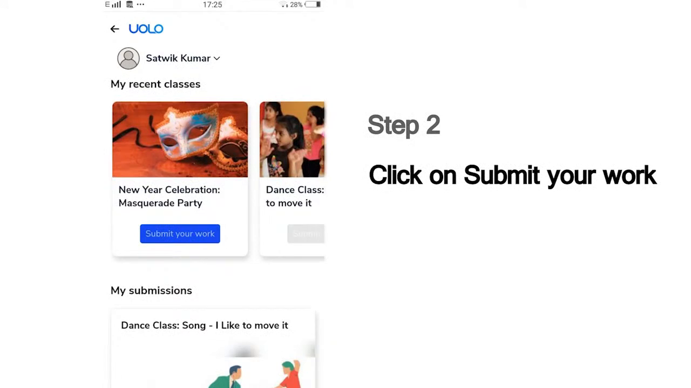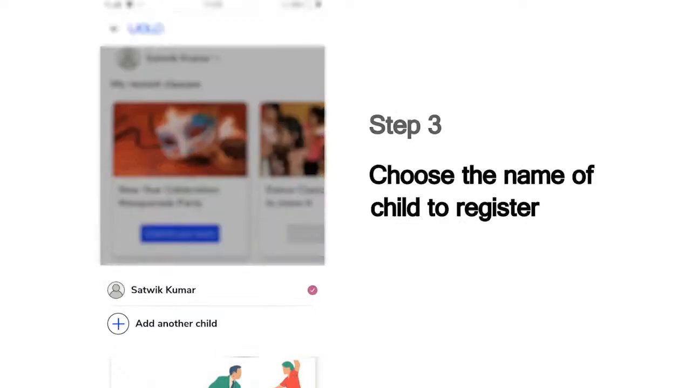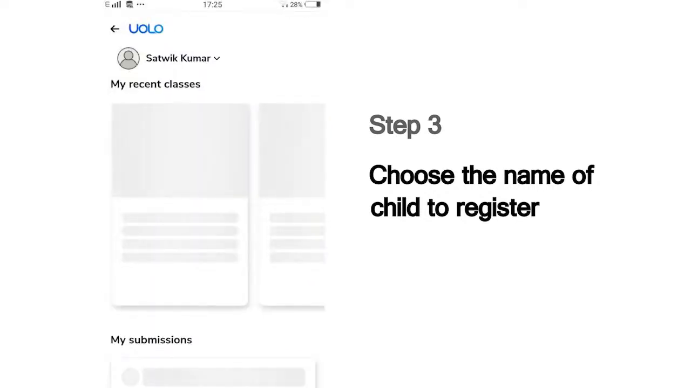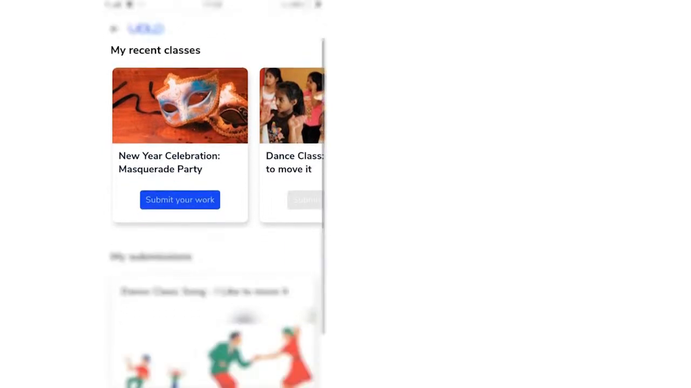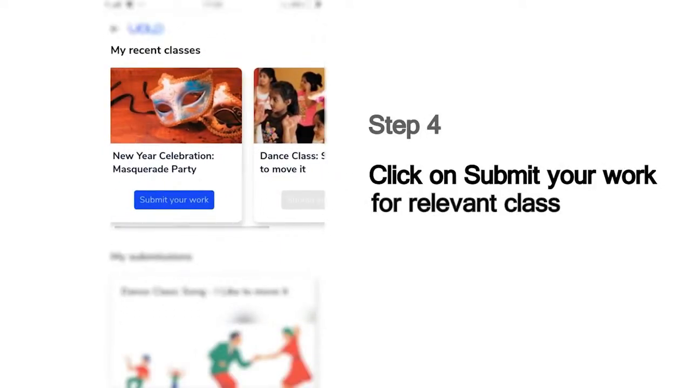And then you will see a list of the classes that you've last attended, which could, for example, show the dance or craft or science experiment classes you've attended recently. Next, it will show you the list of children whose names are registered in this mobile number. Choose your name from this list to submit your work. For instance, if you are Satvik Kumar, choose that name. And then choose the class for which you would like to make your submission. For example, if you've attended the New Year's Masquerade Party session and you'd like to make the submission for this class, click on the Submit Your Work button below that.